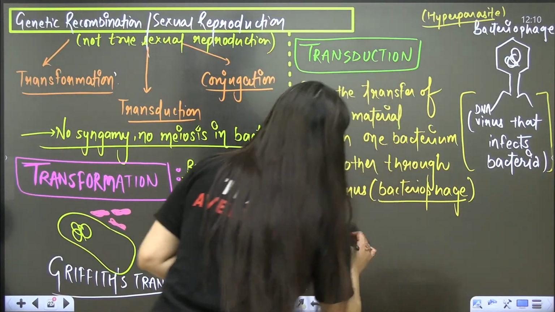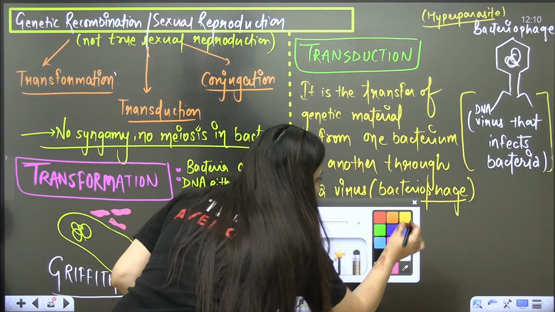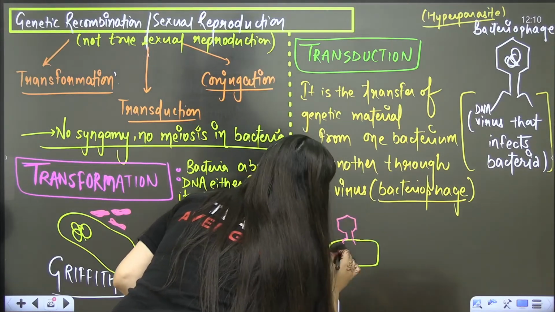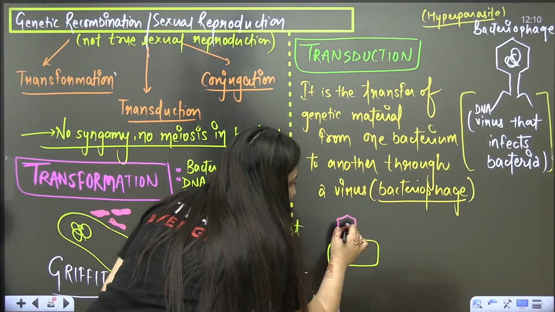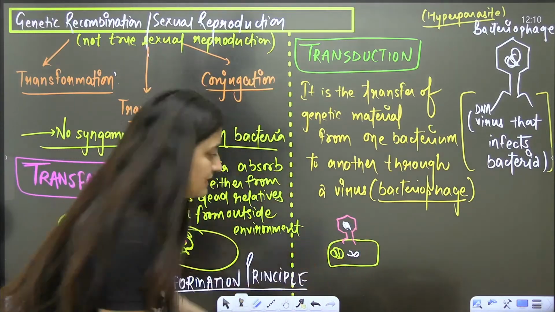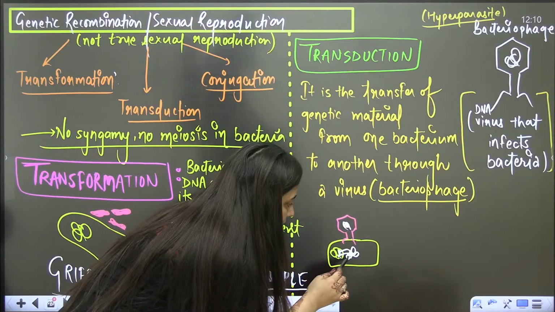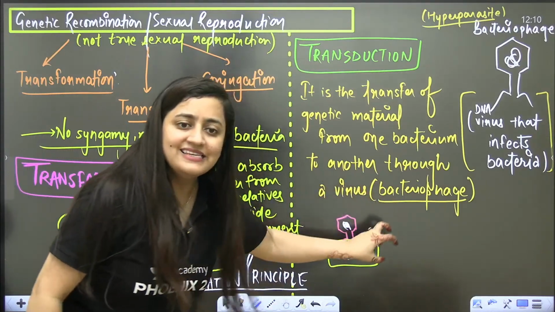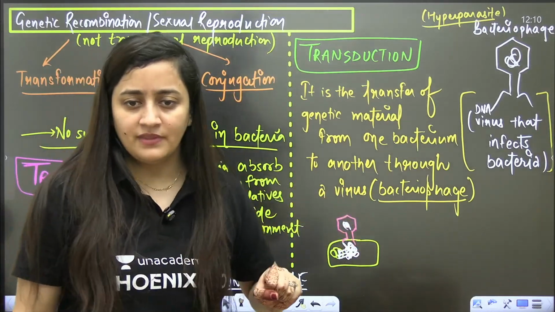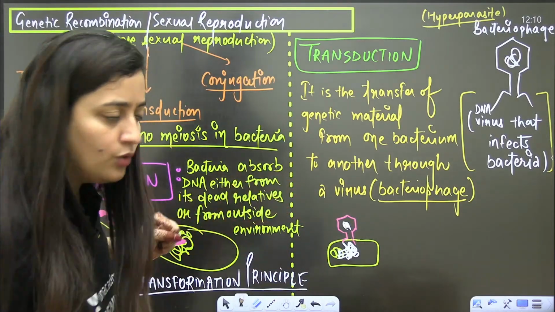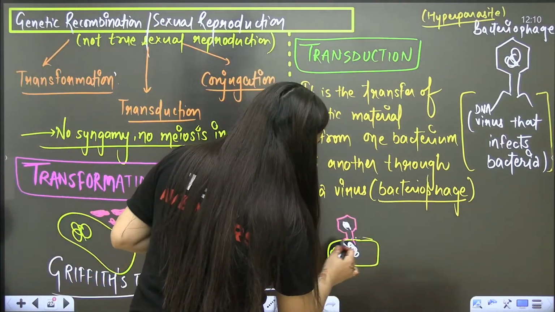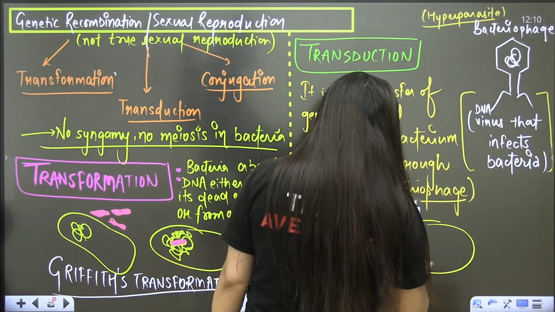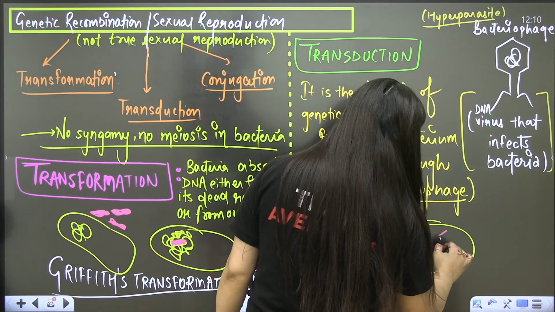I will give you an example here. Let's say this is one bacterial cell. This bacteriophage is going to infect it. It is going to transfer its DNA into this bacteria. This virus DNA will enter the bacterial cell, and it will use the host machinery and divide. So within the bacteria, there will be multiple copies of this bacteriophage.